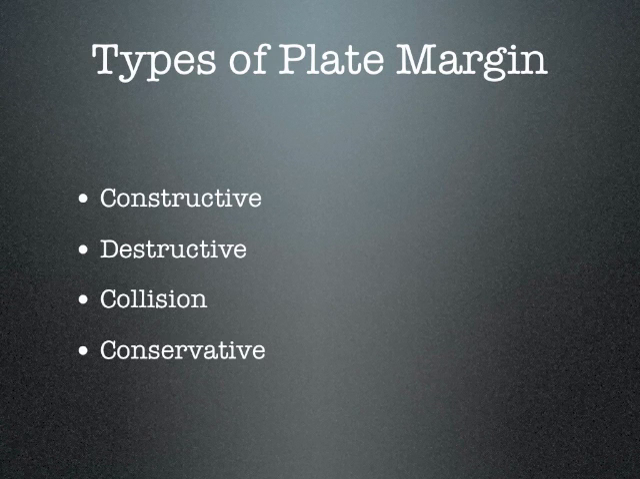There are 4 different types of plate margin. We have a constructive plate margin, a destructive plate margin, collision and conservative plate margins. We're primarily interested in constructive and destructive. These are where volcanoes occur, and conservative, which is where most of the world's major earthquakes occur. Volcanoes can only occur on constructive or destructive plate margins, and earthquakes can occur on any of these plate margins.